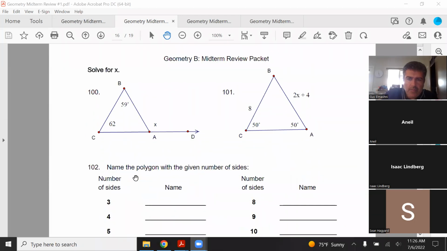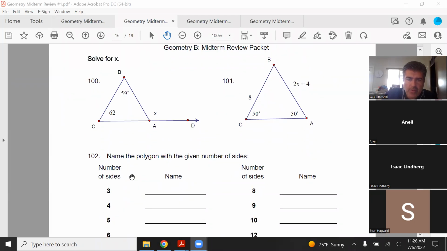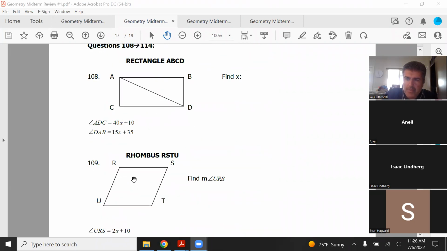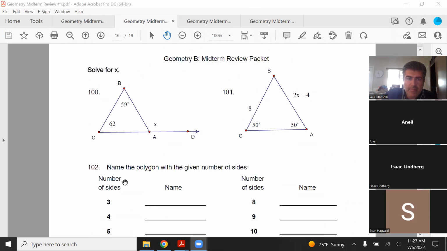Okay, we still got some more. We have to try these two. Then we want to fill in the blanks, and we'll wrap this up and have a lunch break very soon. So I'm going to try 100, 101. I'll pause recording.